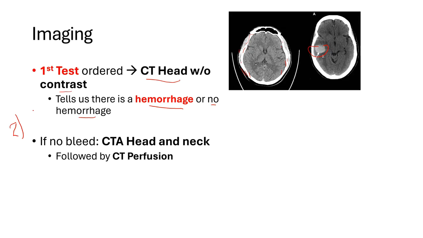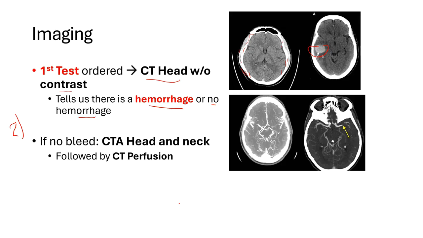The reason why this is not done if there is a bleed is because the insertion of dye in an individual who's bleeding can actually worsen the stroke or worsen the symptoms, because we're adding fluid to this. CTA is very good for looking at vessels.